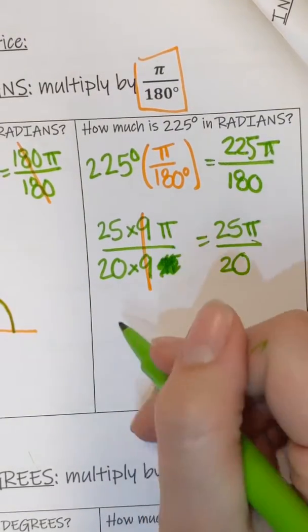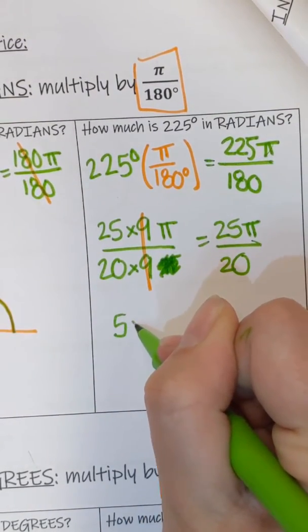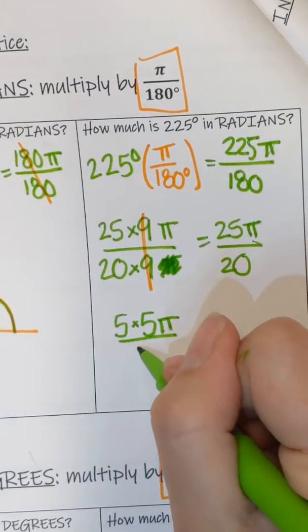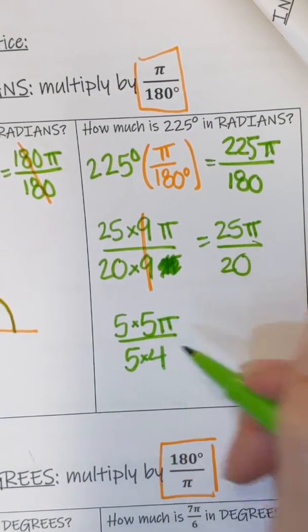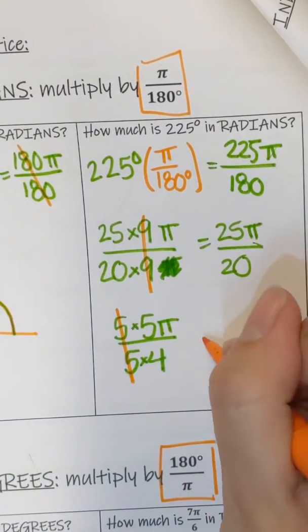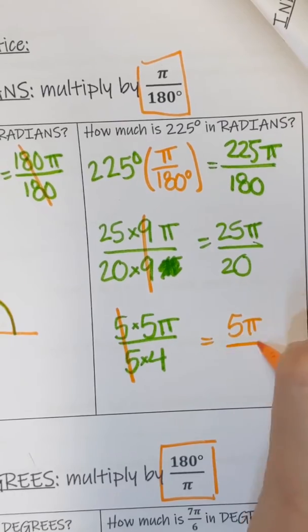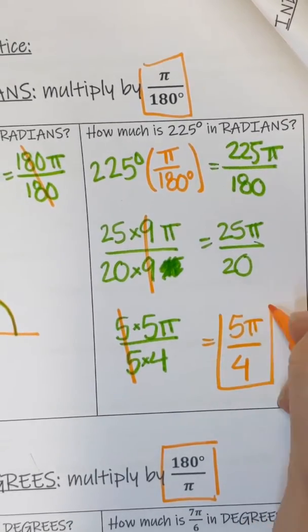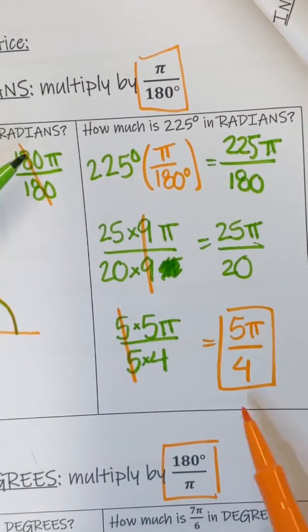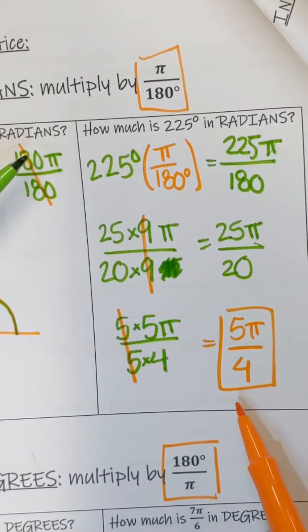So we can write 25 as being 5 times 5. And on the bottom, 20 is 5 times 4. So we can cancel out a pair of 5s here. And we're left with 5 pi over 4, and that's as simplified as it gets. So we know that 225 degrees is the same thing as 5 pi over 4 radians.